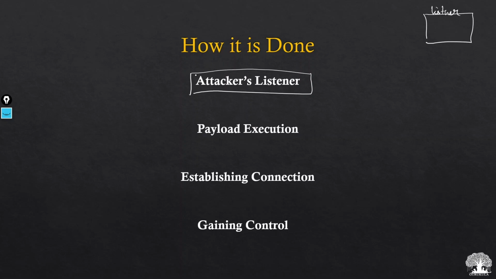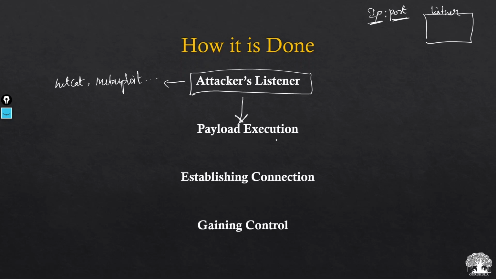So this listener will be present at one particular IP address and it is listening at a particular port address. This can be done by several utilities present in the network like Netcat. You can use Netcat or you can use Metasploit, or several other applications are there. So first and foremost step is to set up a listener on a particular IP address and then the particular port address. And then the second one is payload execution.